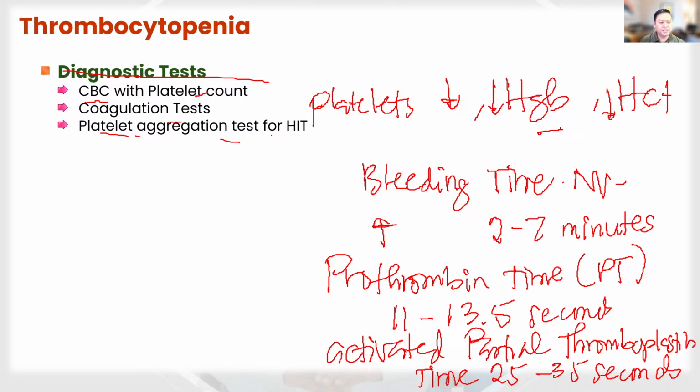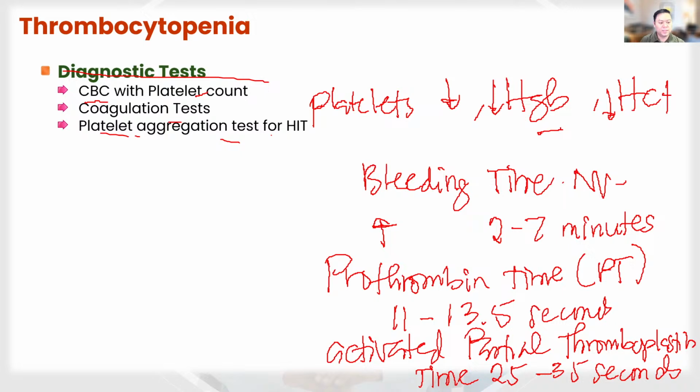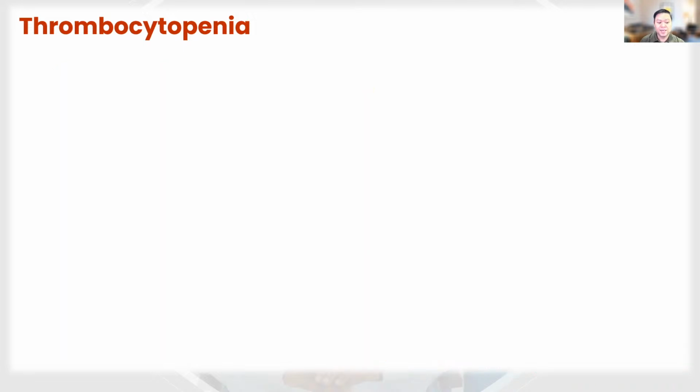All right. So here are the tests that will help evaluate the thrombocytopenia, okay? CBC with platelet count, coagulation test, and platelet aggregation test for the heparin-induced thrombocytopenia. Now, we'll talk about the management. Again, welcome for those who just came into the class. Welcome to our session today. We're talking about platelet disorders.